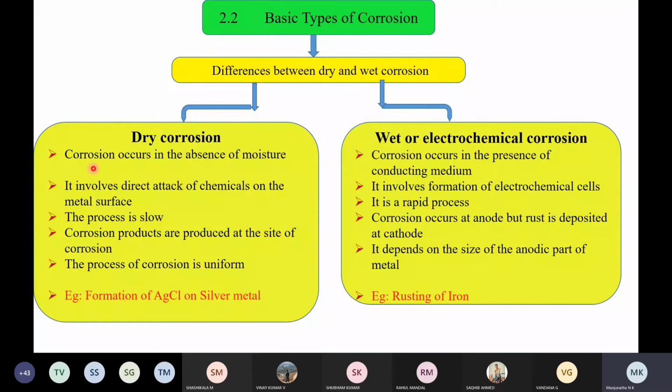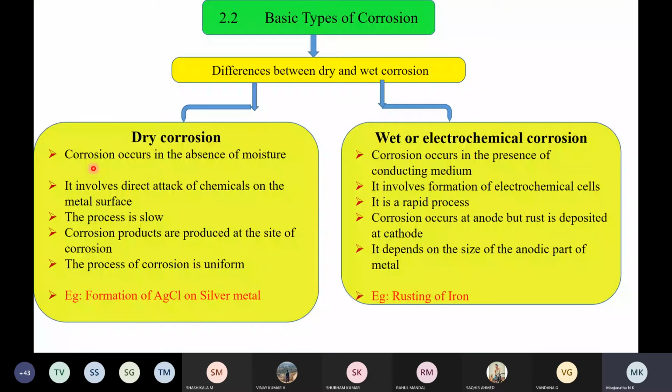Here, whatever corrosion product is formed at the site of corrosion, the process of corrosion is uniform. For this, examples are the formation of aluminium oxide on silver metal or the formation of zinc oxide on the surface of zinc metal, etc. These are some examples of dry corrosion.